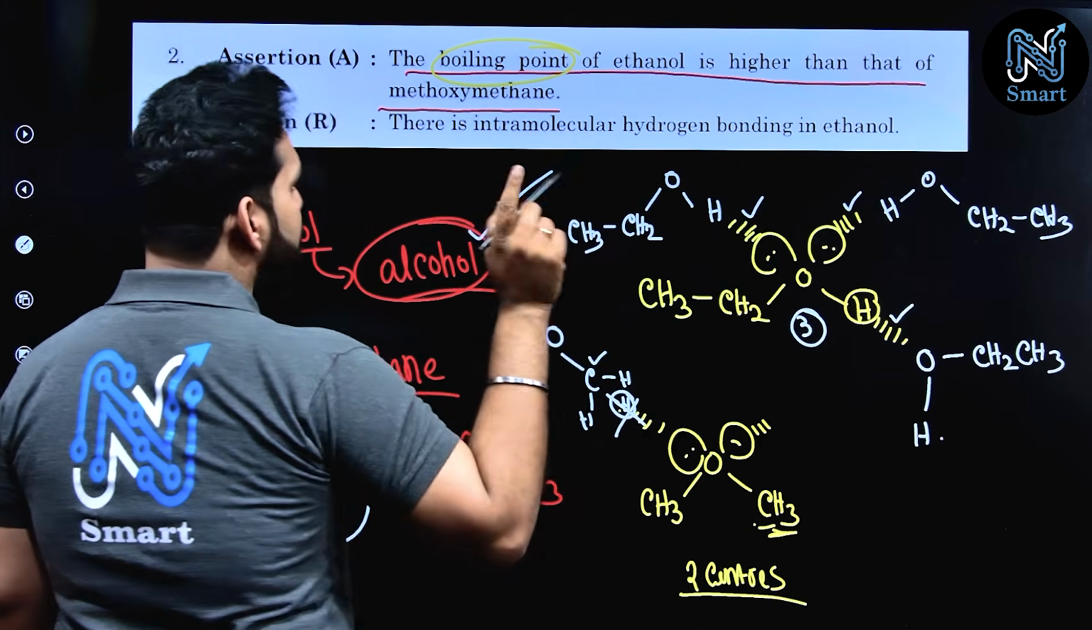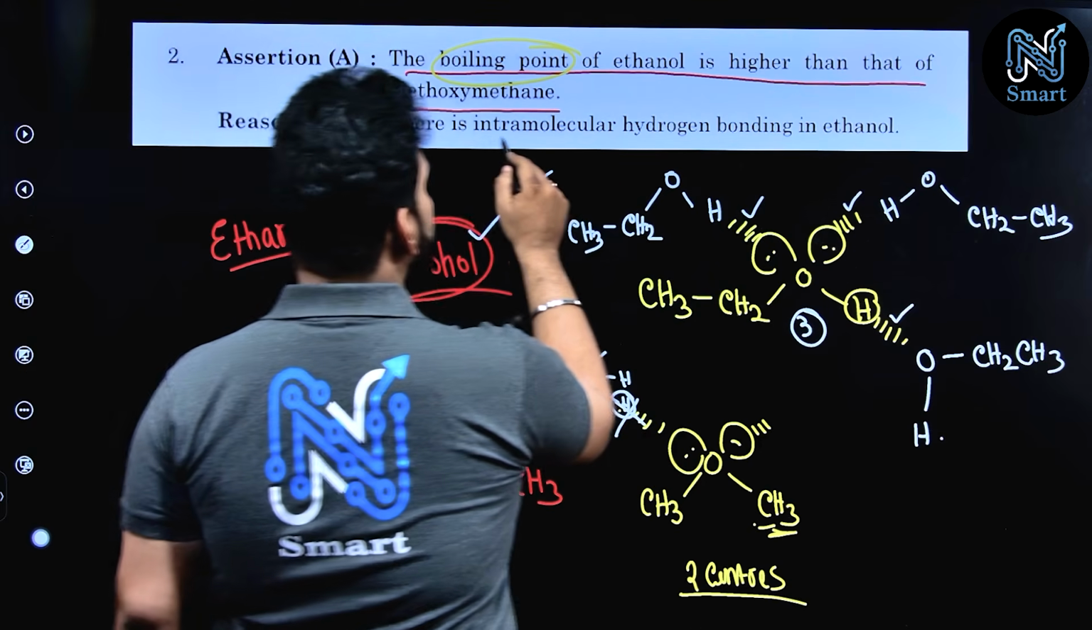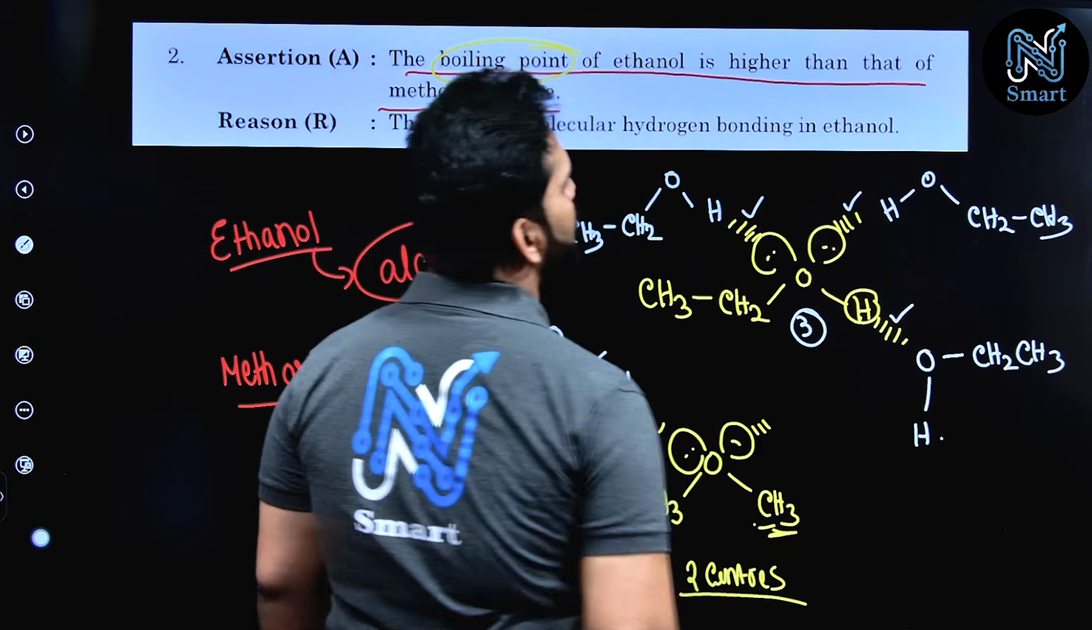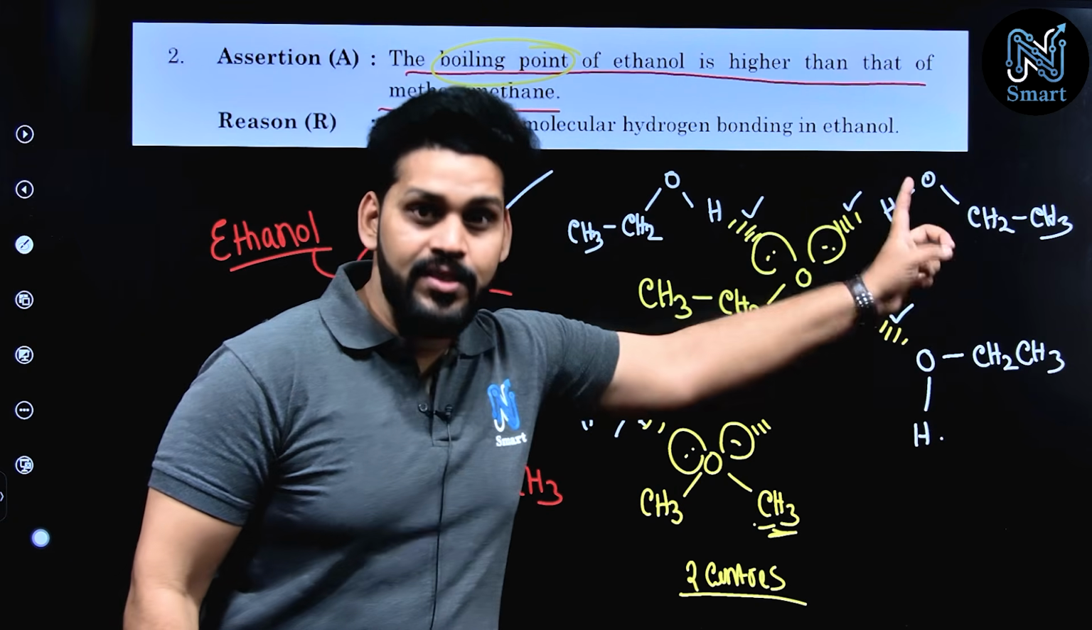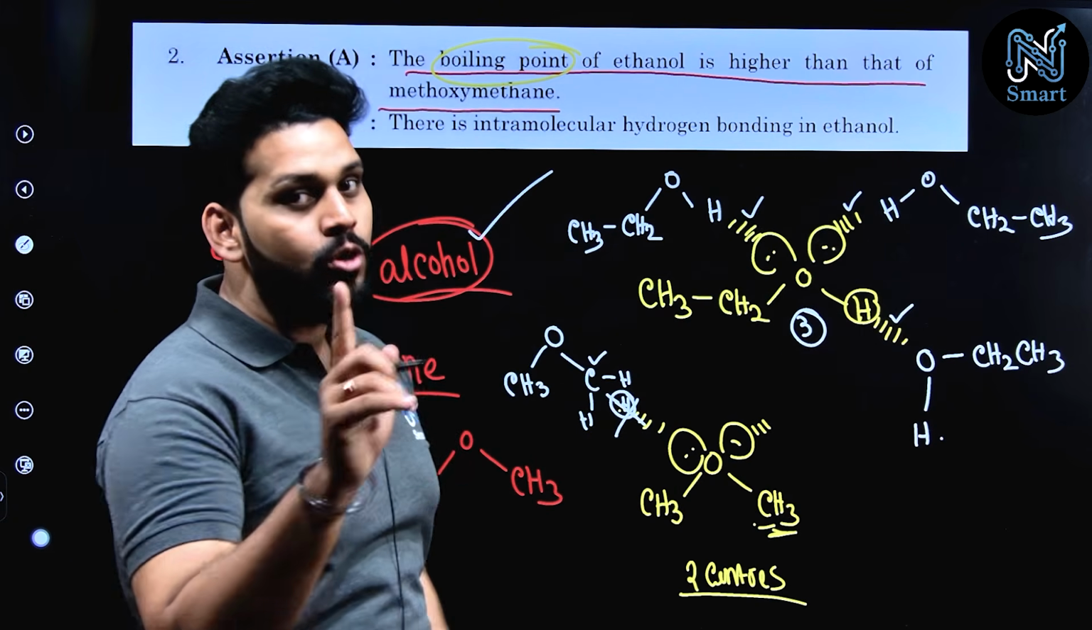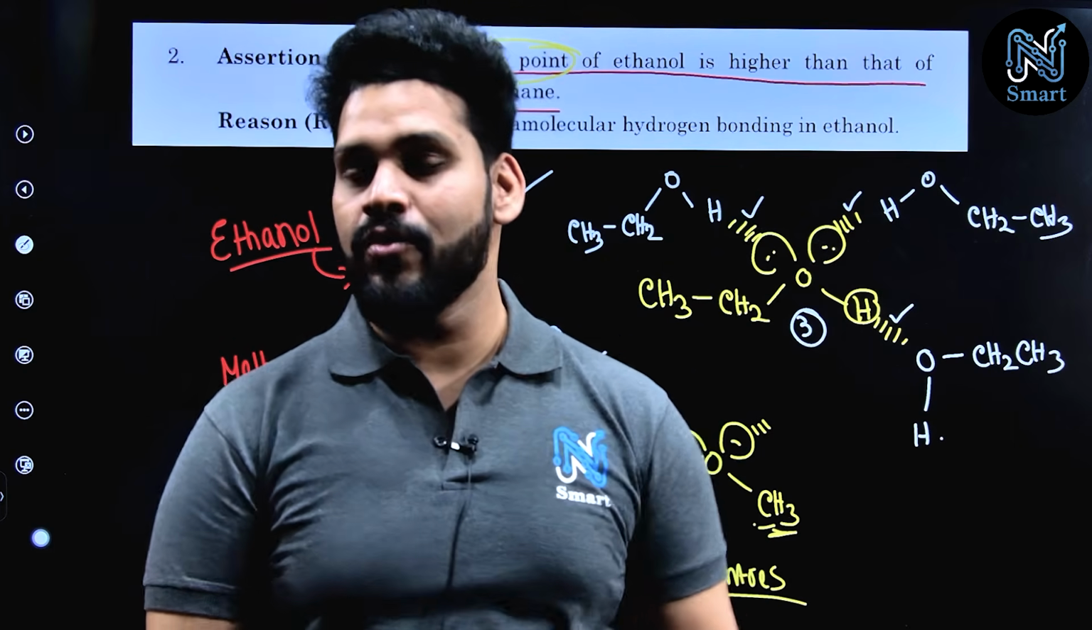Okay. What is the reason? Achha, this is the assertion reason, na? There is intramolecular hydrogen bonding present in ethanol. Is it intra or is it inter? It is inter, right? Intra was orthonitrophenol, last video. Orthonitrophenol we have talked about.